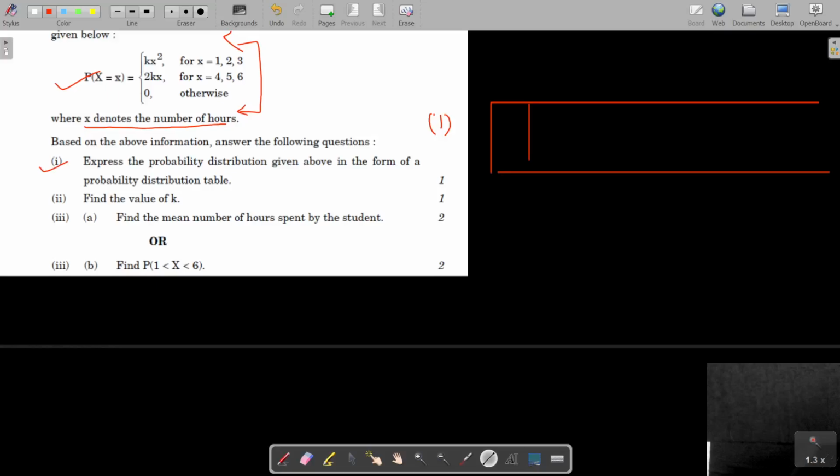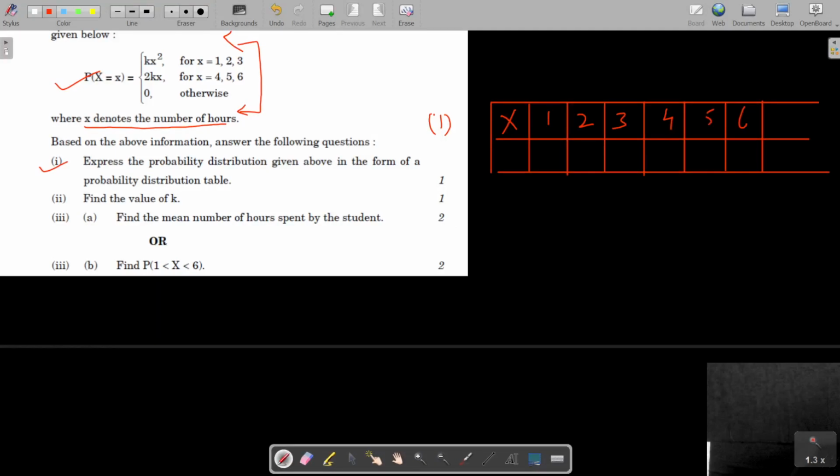Okay, so this is 1, 2, 3, 4, 5, and 6. Now x denotes the number of hours, and the number of hours are 1, 2, 3, 4, 5, and 6. And we have to find the probability from this table.